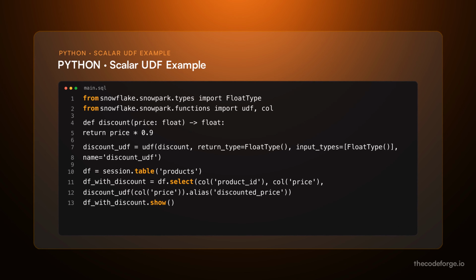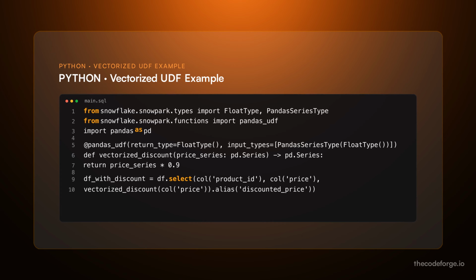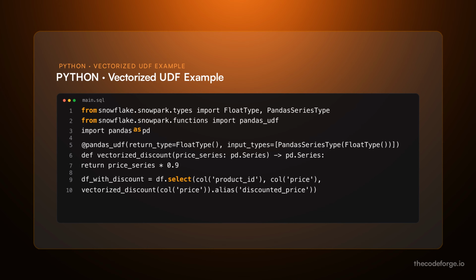Create a Scalar UDF that applies a 10% discount. Register it with the UDF function, then use it in a data frame select. For vectorized UDFs, use the pandas UDF decorator. The function takes a pandas series and returns a series. This is more efficient for large datasets.